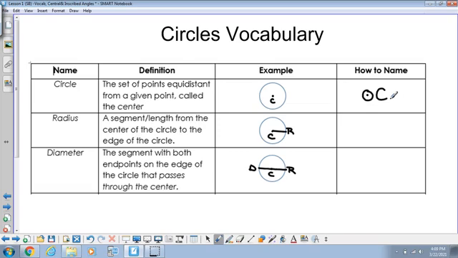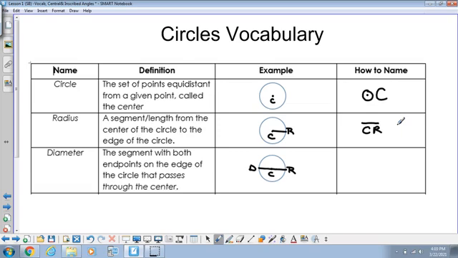A radius is a segment or length from the center of the circle to the edge of the circle. Now in this circle right here, I've drawn in CR. That's not the only one we could draw in. We could draw a bunch of different radii. We could draw one to the left, one to the top, one to the bottom. There are infinitely many radii, which is the plural of radius, that you could draw on a circle. Anything that goes from the center to a point on the circle is a radius. Since it is a segment, we name it by its two endpoints. This one right here would be CR, with a symbol that looks like a segment. You could also switch the endpoints and call that RC if you wanted to.